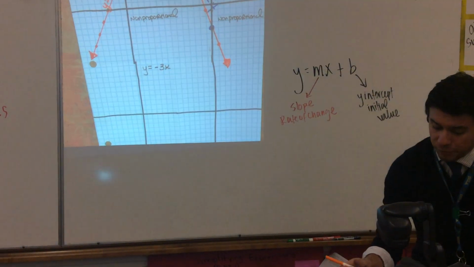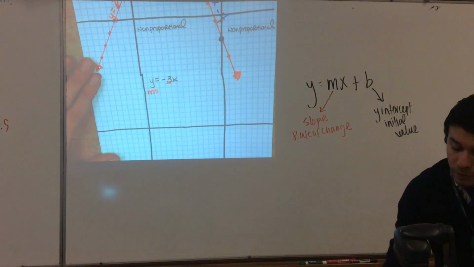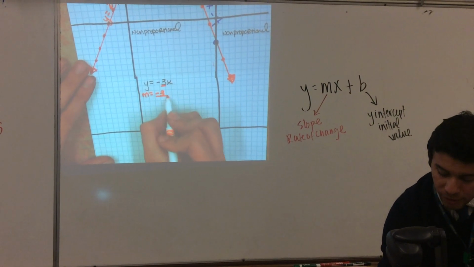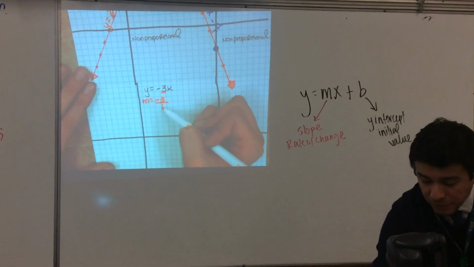First step, label your slope. M equals the number in front. That's your slope, negative 3. Remember, we want to put it over 1 because slope is rise over run. So you need to have something here.